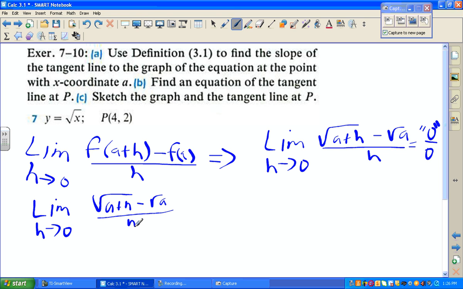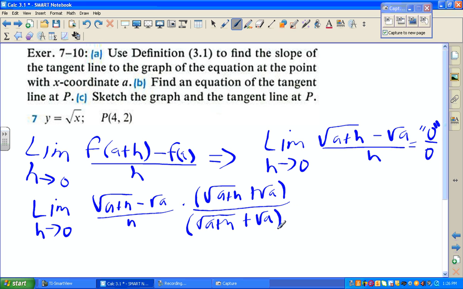Conjugate would be square root of A plus H plus the square root of A all over square root of A plus H plus the square root of A. When you multiply out by the conjugate, you do not have to multiply out the denominator. That's not the problem. You multiply out the numerator.